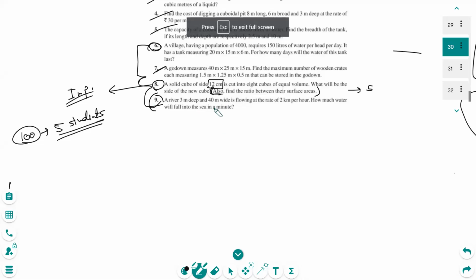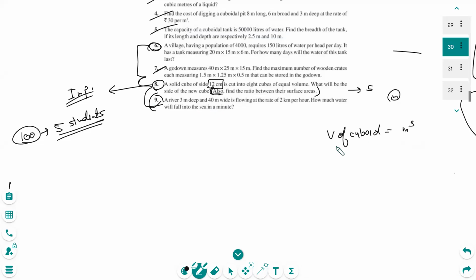Before coming to this question, I want to tell you something. See, the volume of a cuboid, if I talk about meters, the SI unit is meter cube, isn't it? I can say it's meter times meter times meter, right? So I need 3 values in order to get meter cube. Now what is happening right here?